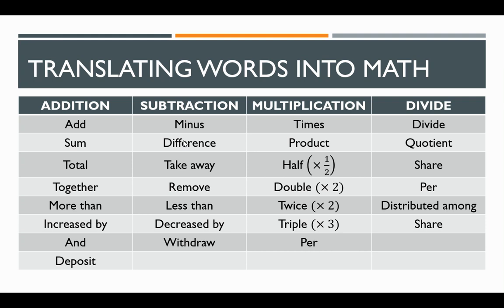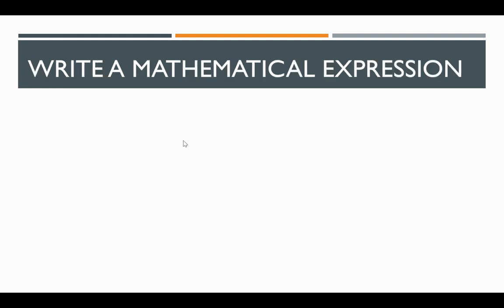Additionally, you might see things like is, and is normally means equal sign. We're going to see a couple examples of that before we get into the homework. Here we go. First things first, we need to take these words, turn them into a mathematical expression. We also call these models.